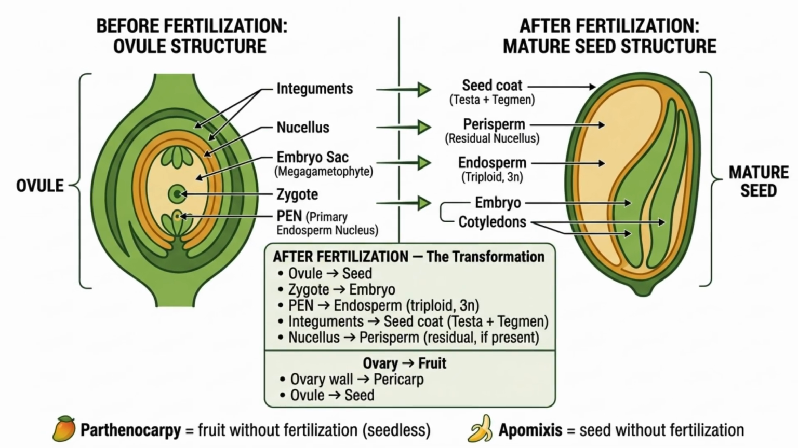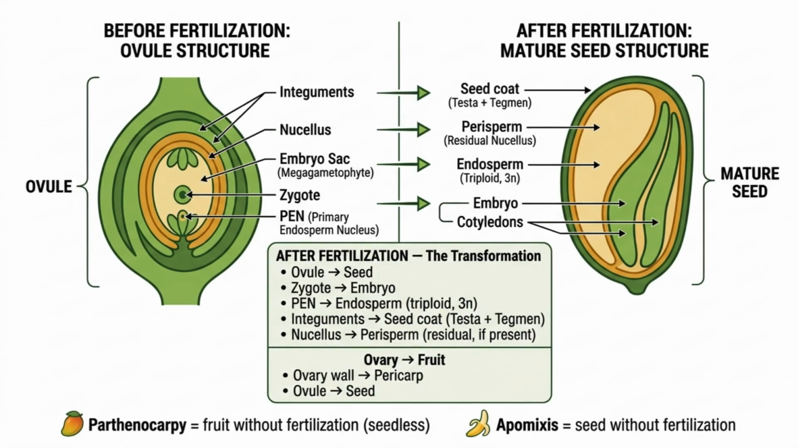The zygote develops into the embryo. The primary endosperm nucleus divides to form endosperm, which nourishes the developing embryo. The integuments harden into the seed coat, with the outer integument becoming the testa and the inner becoming the tegmen. If the nucellus persists, it becomes perisperm. The entire ovule is now a seed. Meanwhile, the ovary wall becomes the pericarp, the fruit wall. 2 special terms for NEET: parthenocarpy, fruit development without fertilization, gives seedless fruits like bananas; apomixis, seed formation without fertilization, seen in some grasses.